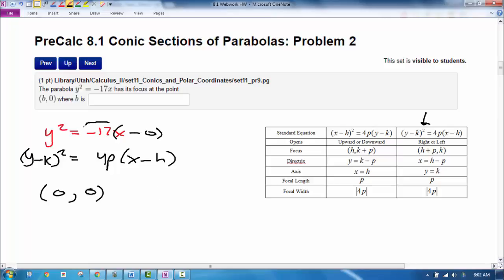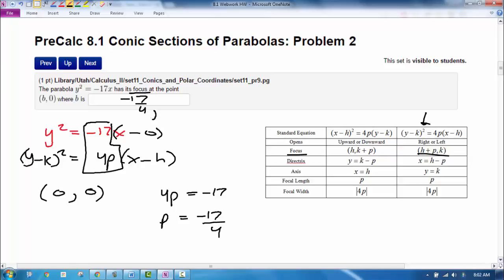Now p I have to find, and the only way to find p is to set these equal to one another. So I have 4p equal to negative 17. So divide both sides by 4, and p is negative 17 over 4, which is kind of weird, but that's what it is in this case. And so if I want to find the focus, it's at h plus p, so that's 0 plus negative 17 over 4, comma k, which k is 0. So that should be my answer right there. And actually all they're looking for is this first x coordinate for the focus, which is just this negative 17 over 4. So I don't need the ordered pair. All I need is negative 17 over 4.